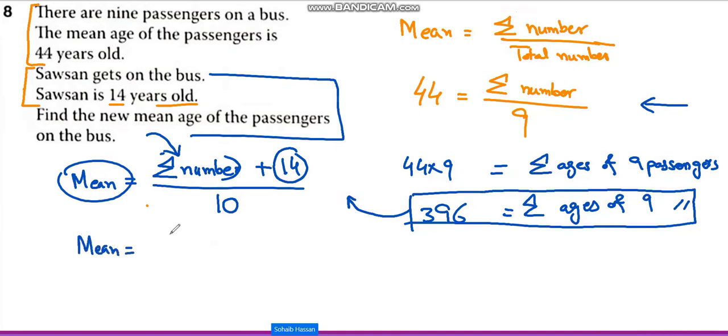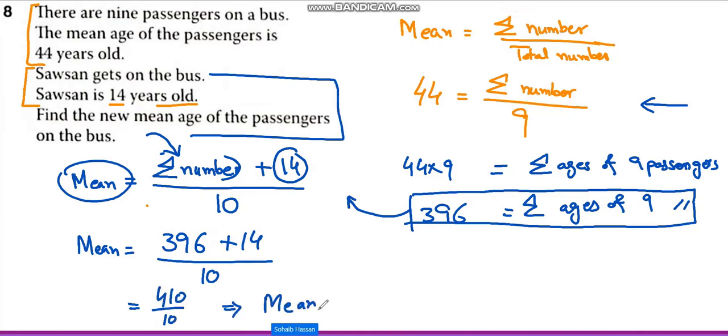We can substitute the sum of the ages of the 9 passengers, which we got as 396. By adding one more passenger who is 14 years old, we divide by 10. That will be 410 divided by 10, so we will get the mean as 41. Look at how the mean changed by the addition of one more passenger. Now let's proceed to the next question.